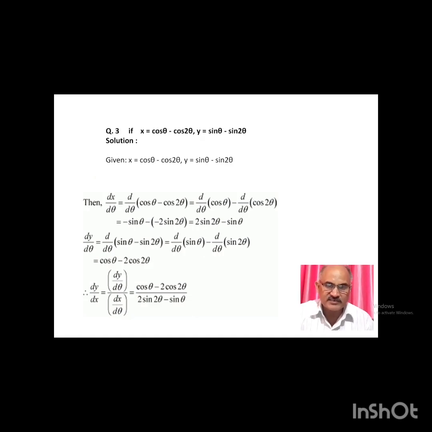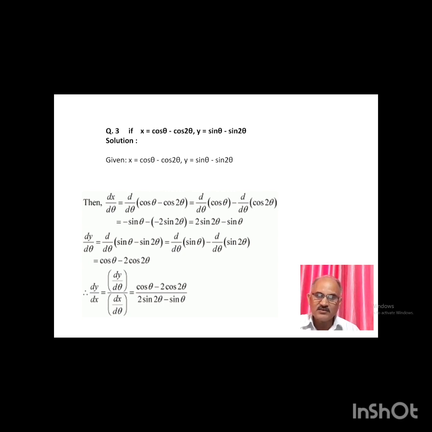Next question: x is equal to cos theta minus cos 2 theta, y is equal to sin theta minus sin 2 theta. The function is given in terms of theta, so actually these are the parametric form. dx upon d theta is equal to minus sin theta, cos theta derivative is minus sin theta, then minus cos 2 theta derivative will be minus sin 2 theta into 2. So therefore dx upon d theta is equal to 2 sin 2 theta minus sin theta.